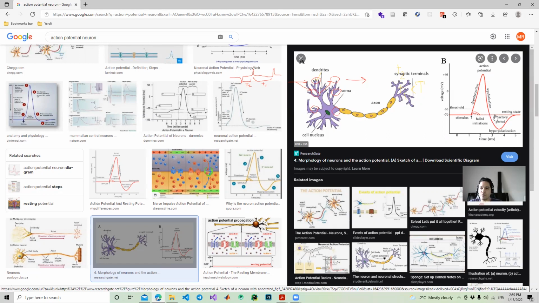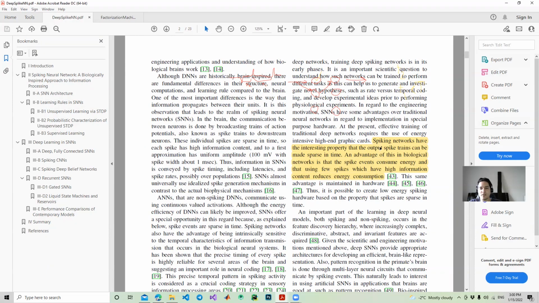It means that if two spikes come in a specific time, and one of the spikes comes in a refractory period, it doesn't affect the neuron. We just ignore that spike because it came at a time when the neuron was in the refractory period. So spiking neural networks have the interesting property that output spike trains can be made sparse in time. An advantage of this in biological networks is that spike events consume energy, and using few spikes which have high information content reduces energy consumption, as I explained.